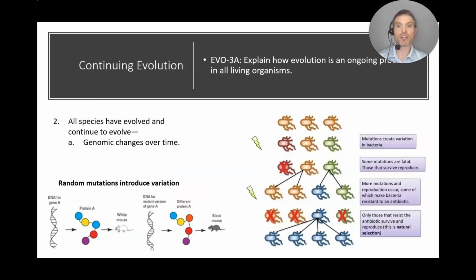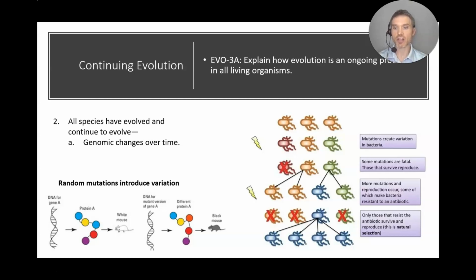Another example of this idea of continuing evolution involves the genomic changes over time. Genomic changes involve random mutations that introduce variation into the population. Remember that what we're looking at here is mutations of the DNA, and a lot of the times these mutations are random. We don't know where they're going to happen. Sometimes the change is beneficial, sometimes it's detrimental, and sometimes it's neutral. But remember, only the beneficial changes are going to be passed along into future generations.